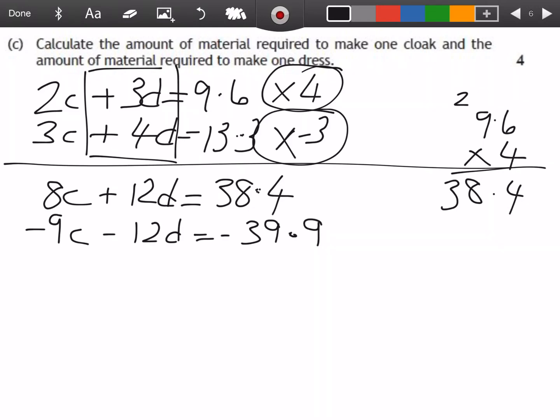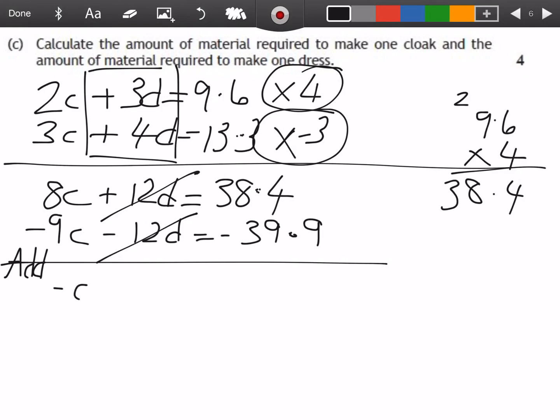Remember, it's non-calculator. Remember the whole point of doing that is so that we've got positive 12, negative 12, we add them up and they cancel out. They always cancel out when you add them up. 8 add negative 9, or negative 9 add 8. We're adding up the C values now here on the left. Negative 9 add 8 adds up to negative 1C. The D's have cancelled out, that was the whole point.